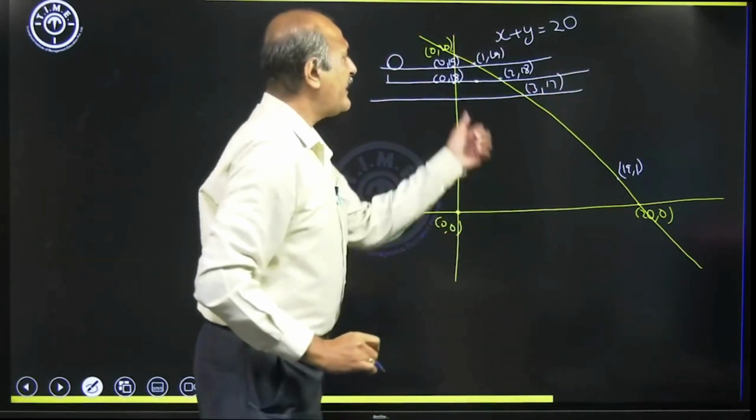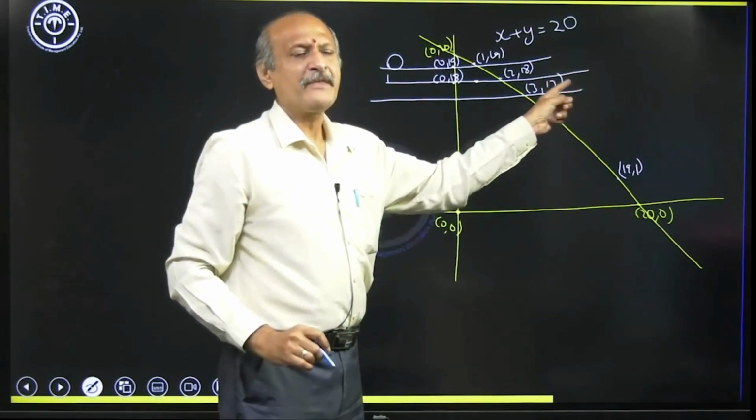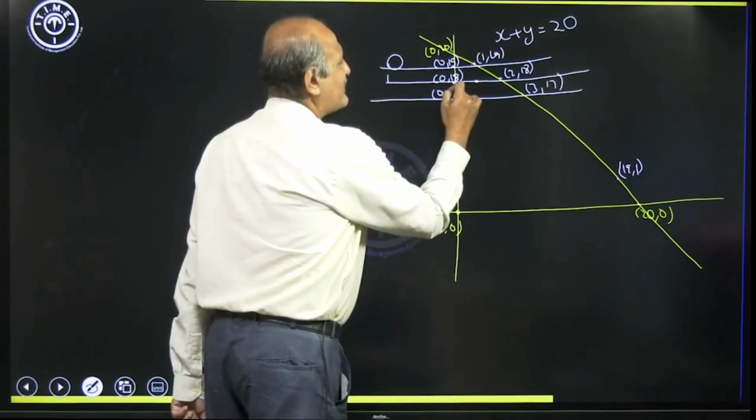Now let's try another one. Please identify: if there is a horizontal line passing through 3, 17, we know it will cut the y-axis at the point 0, 17.